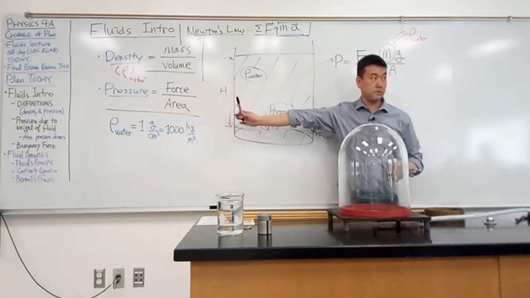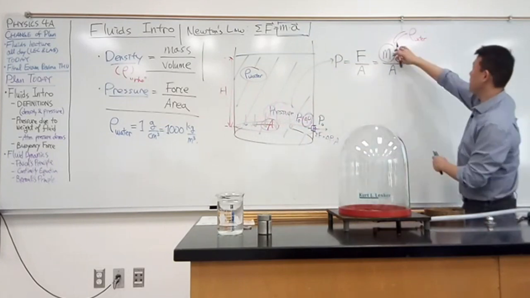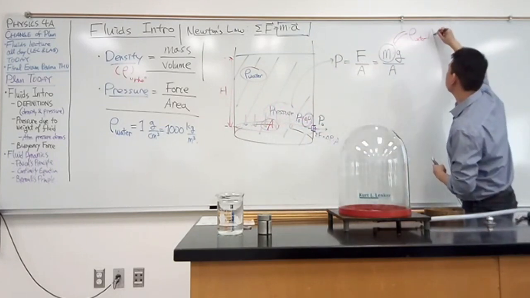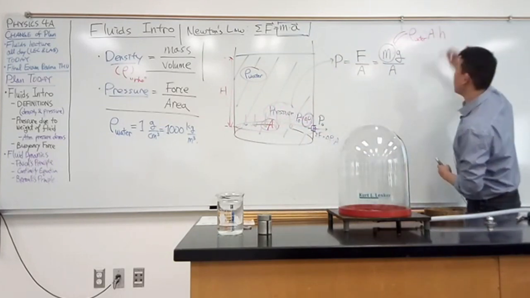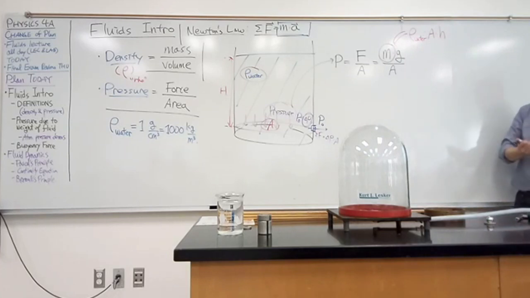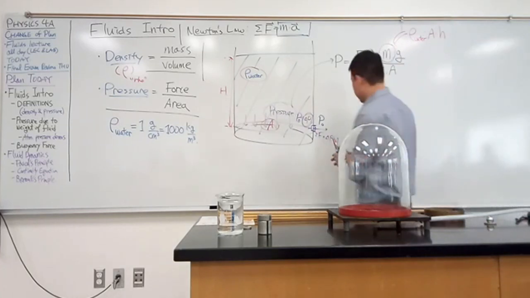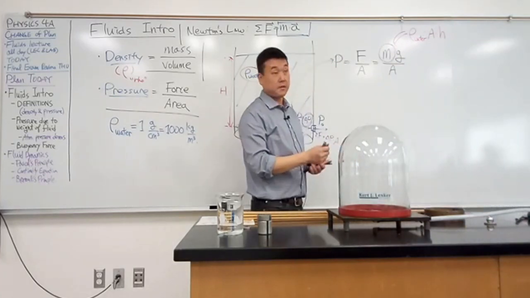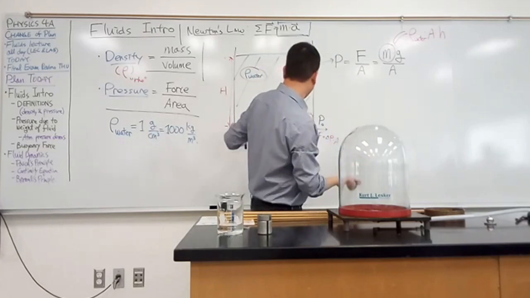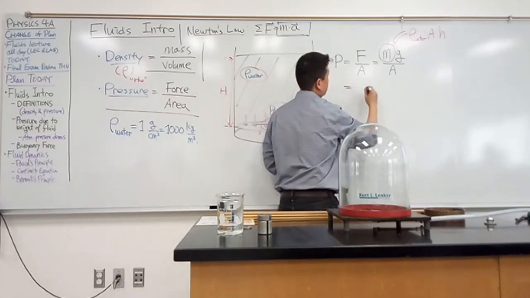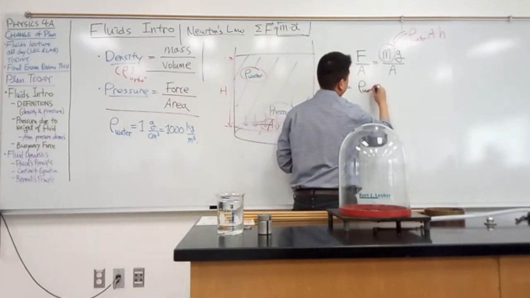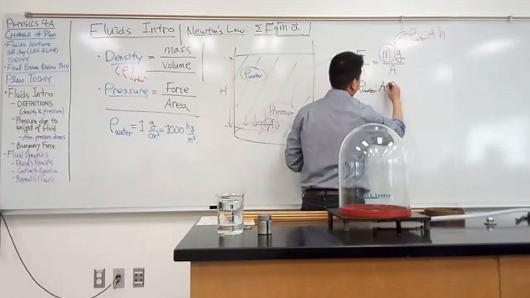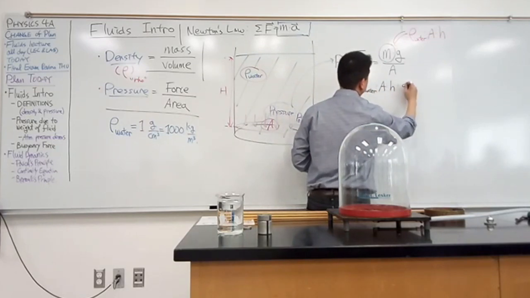Right? That seems reasonable. That's the volume. So the mass is the density times cross-sectional area times height. Now, when you plug it in, this is what you see. You see a nice cancellation. So the amount of pressure along this surface is equal to the density of water times area times height times g.